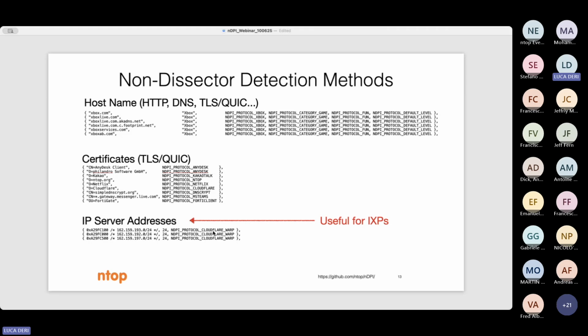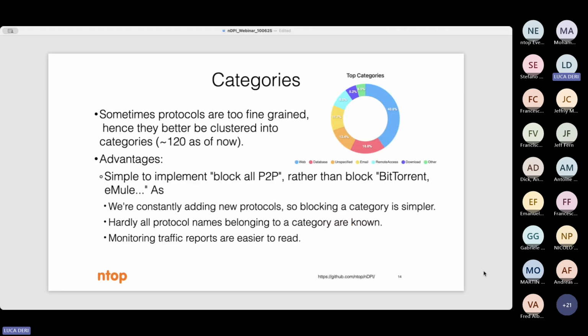Because this is one of the few ways that we have to understand what the protocol is. In other cases, it's going to be the last resort in case we have packet analysis, whenever no dissector is matched. So for instance, a flow was already in progress when we started our nDPI application, so therefore we had no chance to see the initial flow bytes.